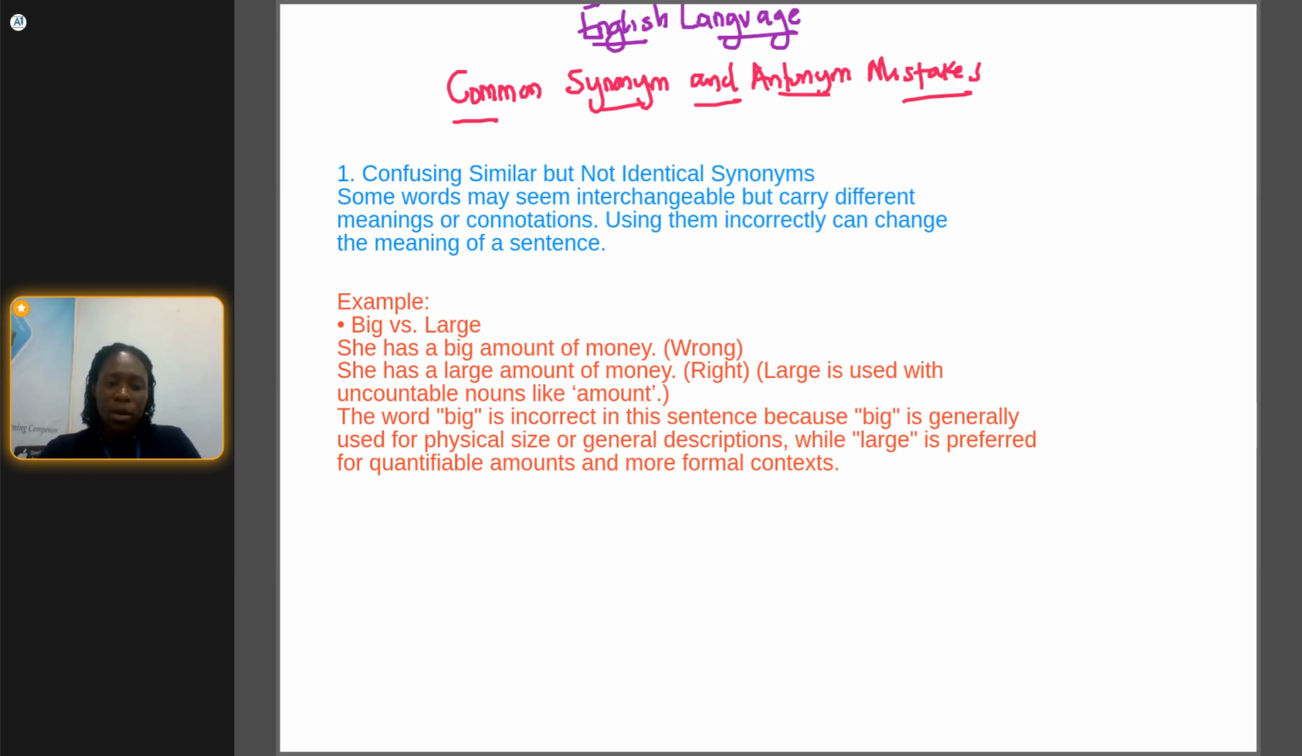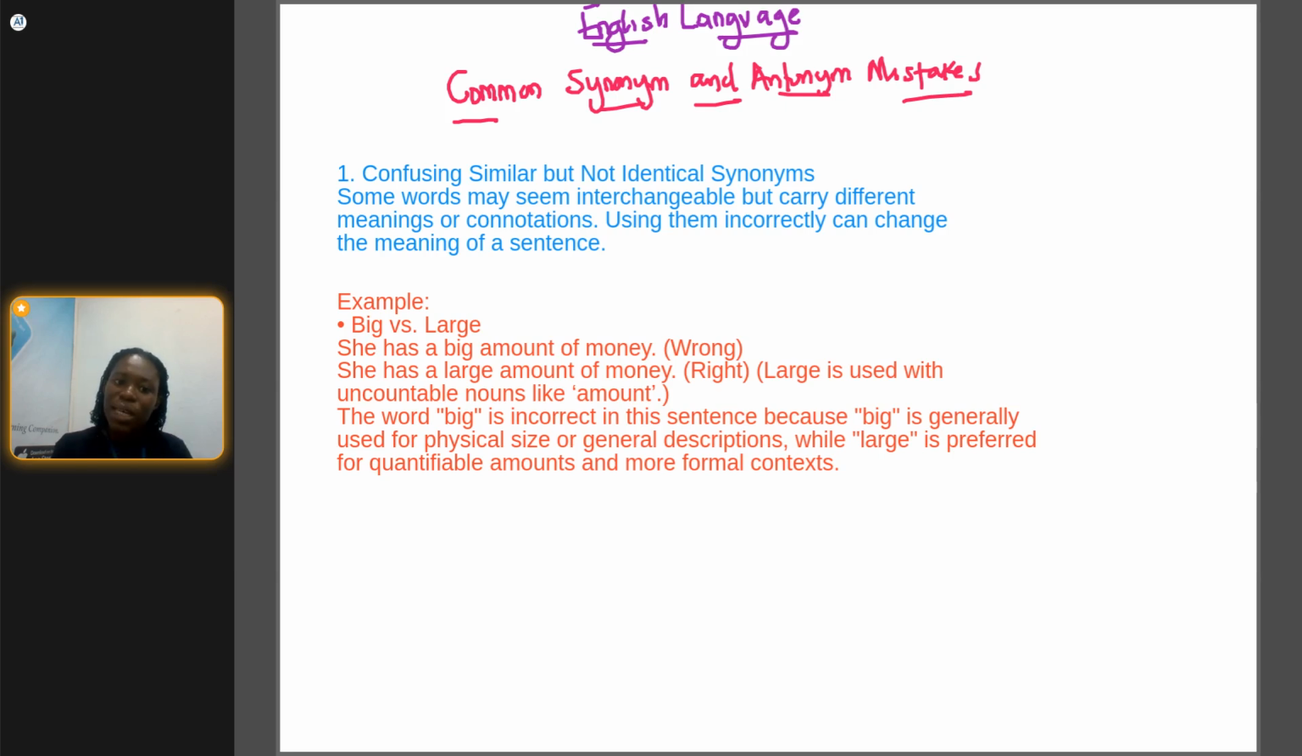Now you use the word large. Large is usually used for size in general, and maybe for quantifiable amounts of things, things that you can count or measure. But you can't say big, because big in itself is a general description. So since you can count money, however large it is, it will be more appropriate to say large instead of big.